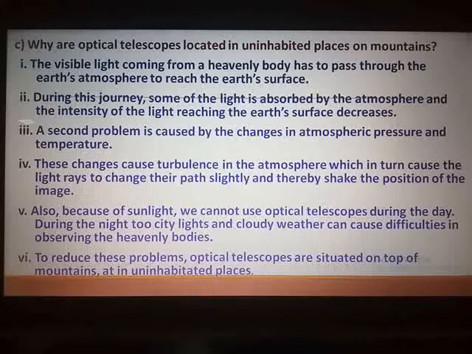Shorten these points. Wherever necessary, you can merge the points and make one small point. All the logic should be included: why these optical telescopes are located on mountains in uninhabited places. You have seen that when the light enters the atmosphere, so many difficulties are faced, about the atmospheric pressure, temperature, then what happens during the daytime, what happens during the night time, and to reduce all these difficulties, these optical telescopes are located in uninhabited places on the mountains.